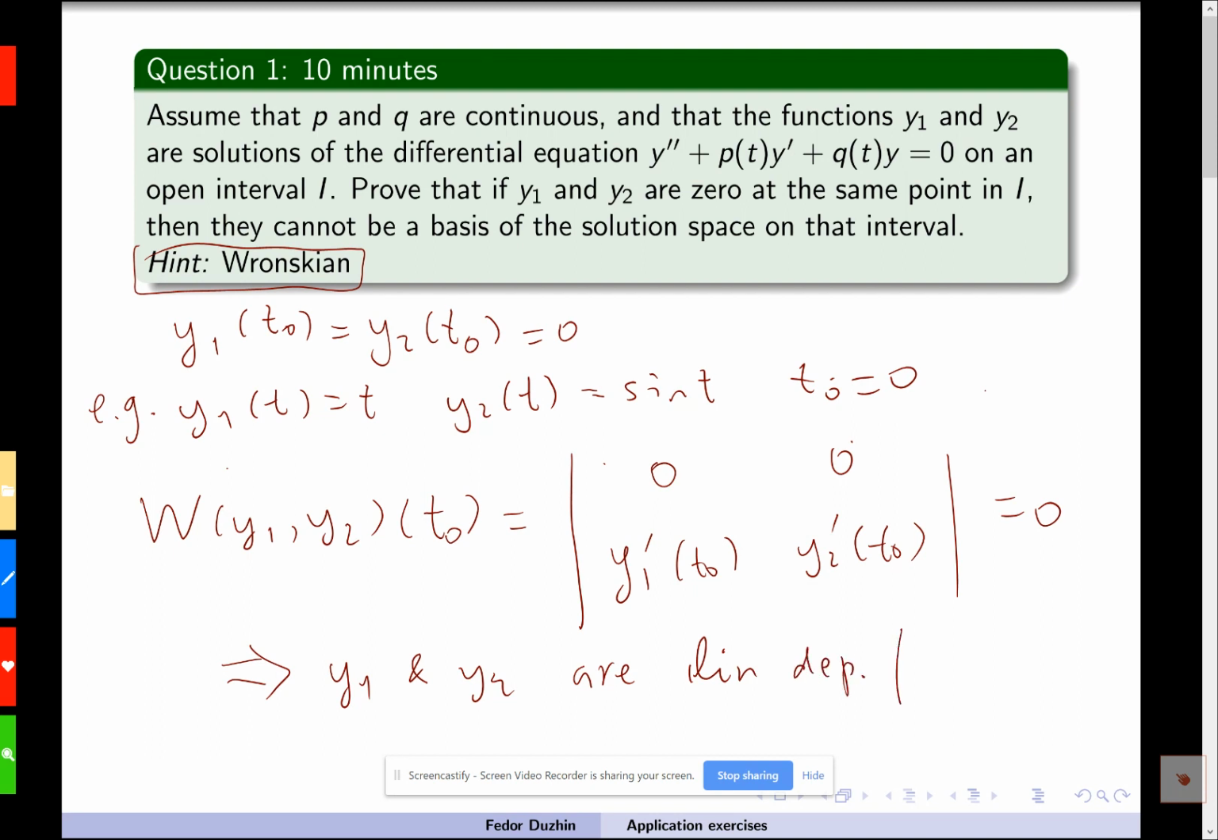And at the same time, this is not required in the question, but it means that the Wronskian would be a constant 0. So the Wronskian evaluated not just at the given point t naught, but at all points is going to be 0.